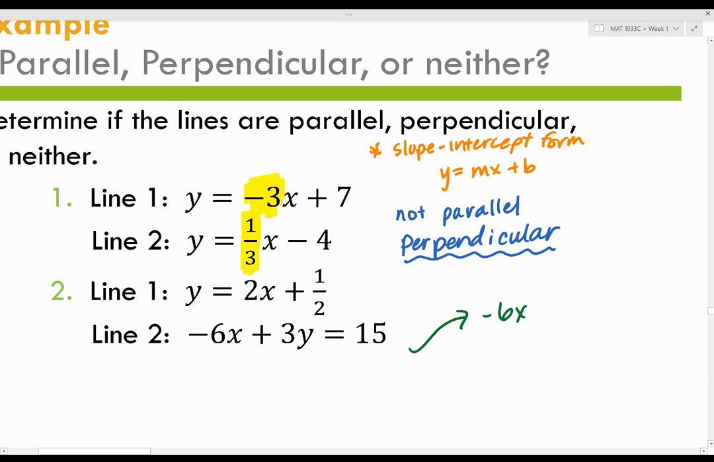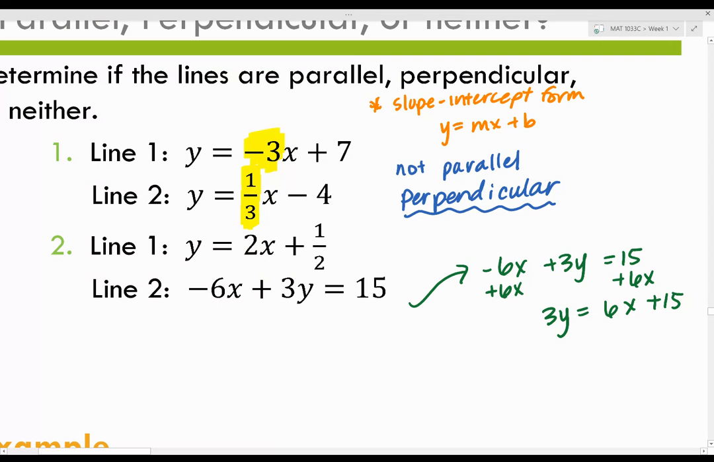So we have negative 6x plus 3y equals 15. And I'm going to put this in slope-intercept form, which means that y needs to be isolated. So I'm going to add 6x to both sides. That's going to give me 3y equals 6x plus 15. And then I'm going to divide both sides by 3. Okay, so that gives me y equals 2x plus 5.